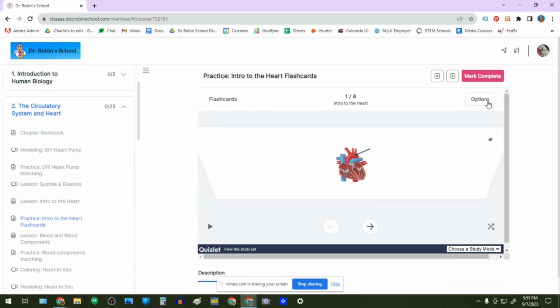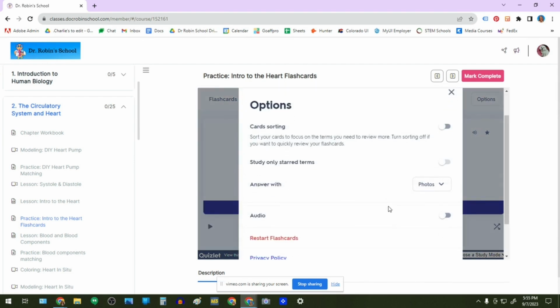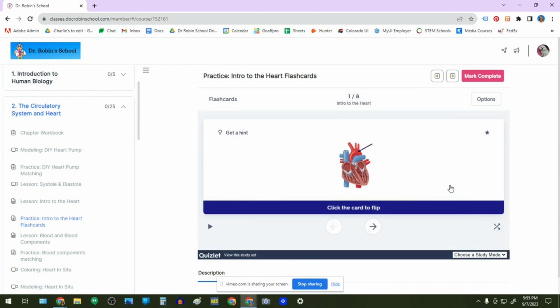Another option is, up here I can click on options in the upper right, and I want to actually answer with the English words instead of the photos. So I want to practice labeling them rather than finding where they are on the picture.